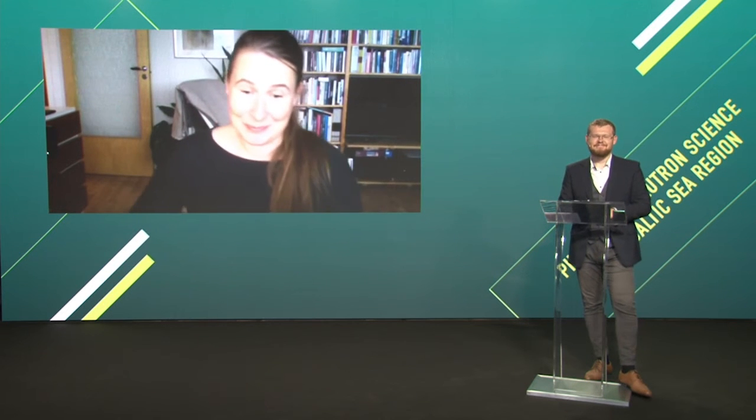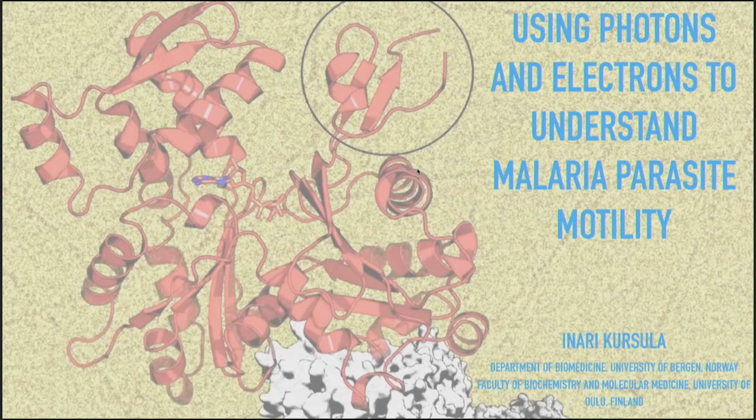Yes, I have labs in Norway and Finland, so also two smallish countries that don't have any large facilities for photon or neutron science, but yet we are quite big users of European facilities. So today I'm going to tell about how my lab is using photon science and also, not neutrons, but electrons to understand the malaria parasite motility.